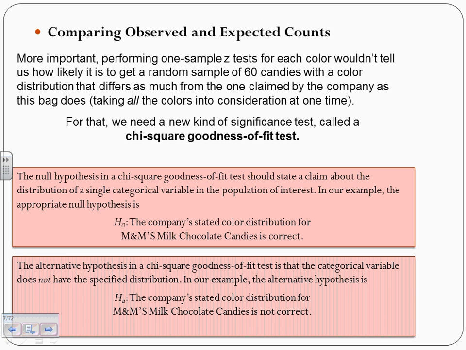The alternative hypothesis is that the categorical variable does not have the specified distribution. In our sample, the alternative hypothesis would be that the company's stated color distribution for M&M's milk chocolate candies is not correct.